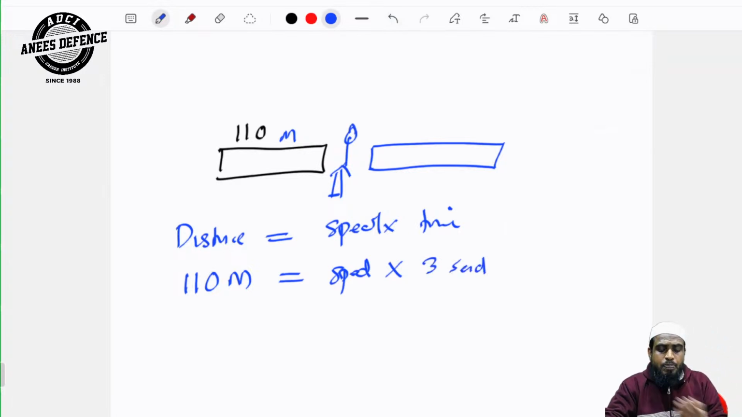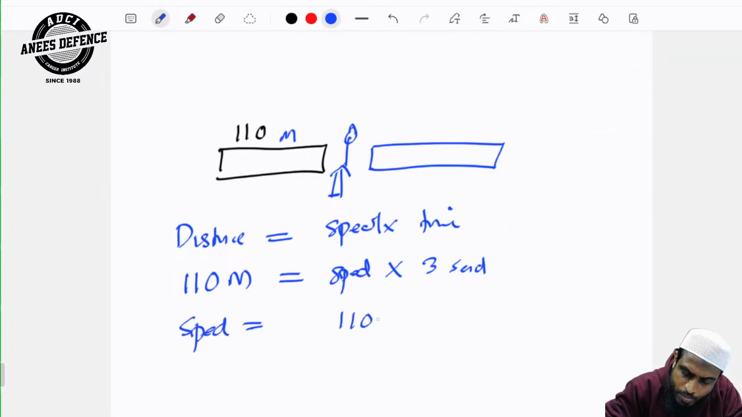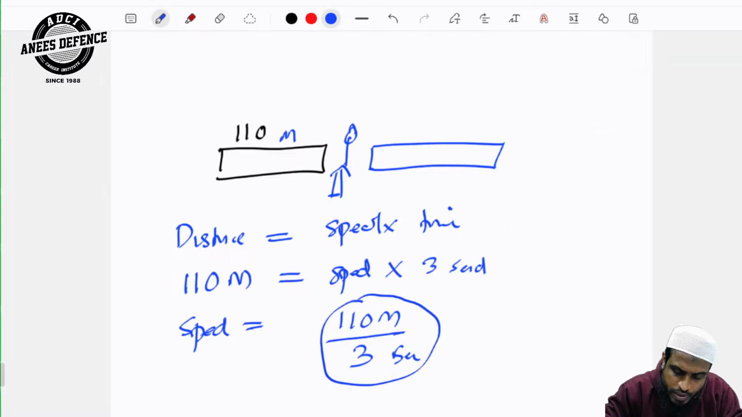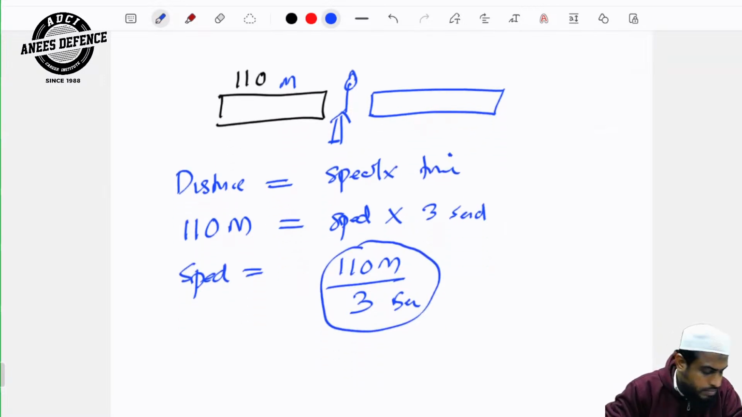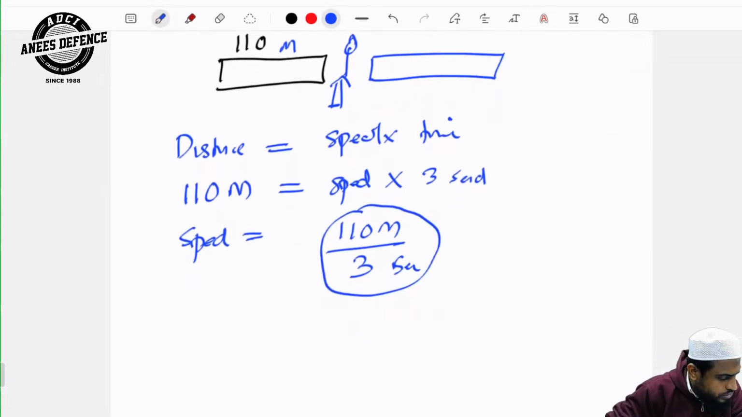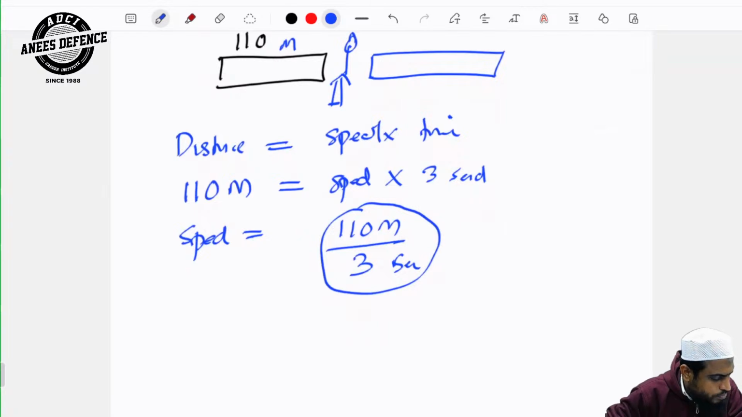So a train crosses a man in 3 seconds. The length of the train is 110 meter. So what is the speed? Speed can be represented as 110 meter by 3. So 110 by 3 meter per second will be the speed of the train. Now the question is, how long is the platform if it passes through it in 15 seconds?